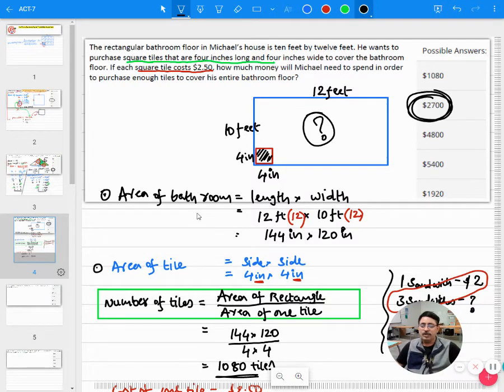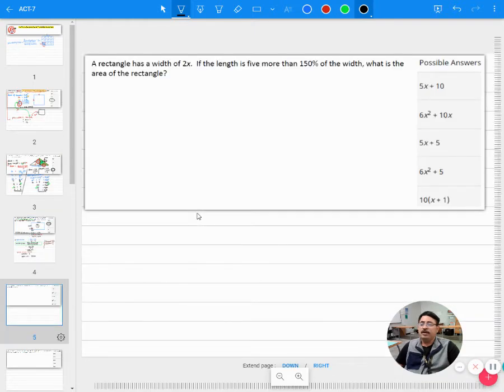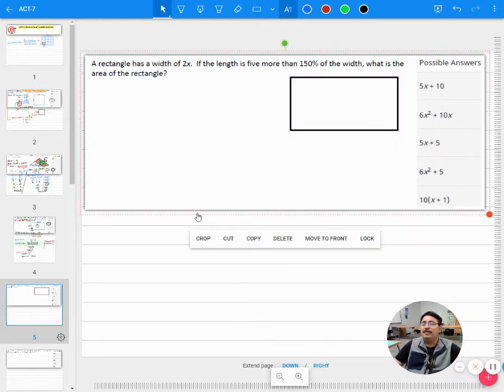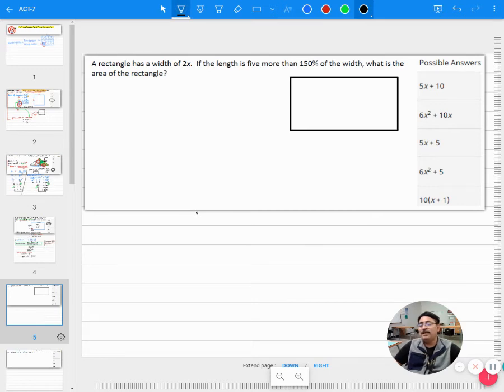Well, let's go to the next question. A rectangle has a width of 2x. If the length is 5 more than 150% of the width, what is the area of the rectangle? So, let me take the rectangle first. There is a rectangle. Let me use a good color. Okay. And the question says that width is 2x. So, let me copy the information first.